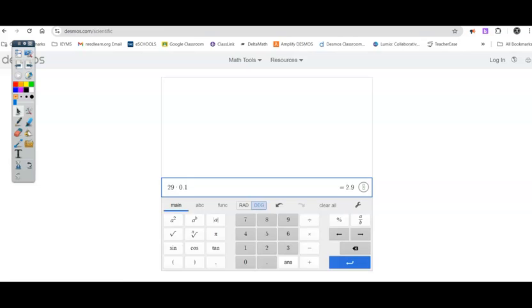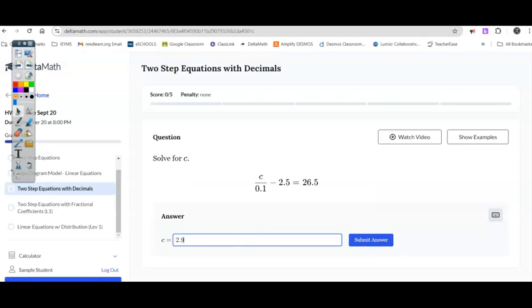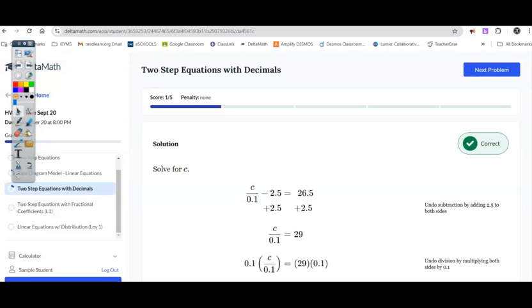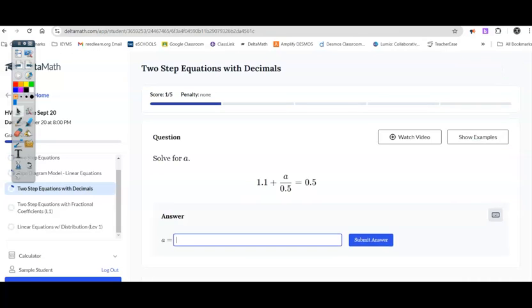And we get 2.9. So we're going to type 2.9 here and submit our answer. One more time. I have a 1.1 here. This symbol belongs to the 0.5. It does not belong to the 1.1. So be careful, because if there was a minus sign here, it wouldn't be plus 1.1. All right, so the symbol for 1.1 is in front of it.